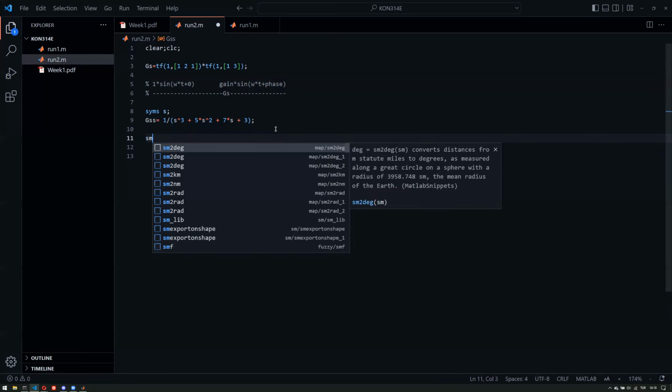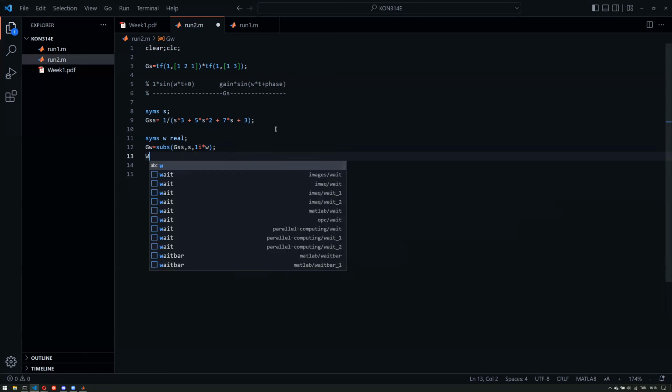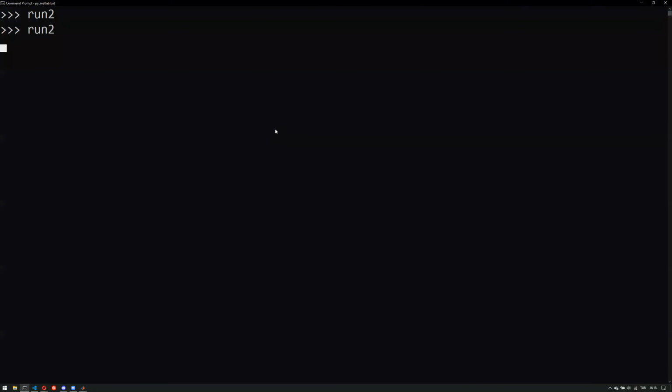Now, let's define G of omega, because it will be omega dependent. Substitute G(s), s equals 1i times omega. Now, at this point, it will look like this, which will not make much sense. As you can see, we have this kind of thing here. Now, the trick is to convert it into polar coordinates, because you can see that it is in Cartesian coordinates. You will have an imaginary part and a real part, but that's not what we're looking for.